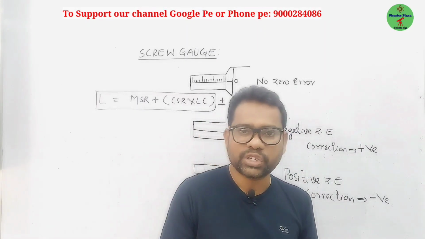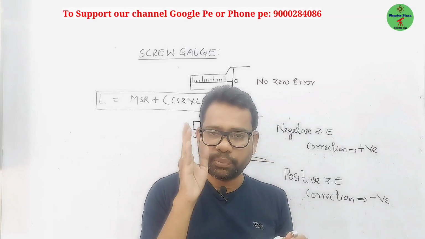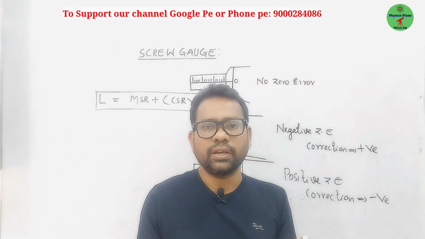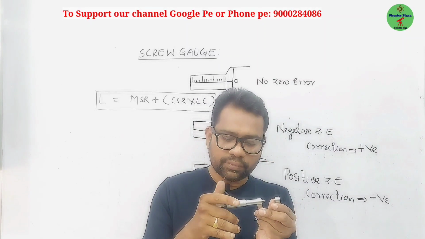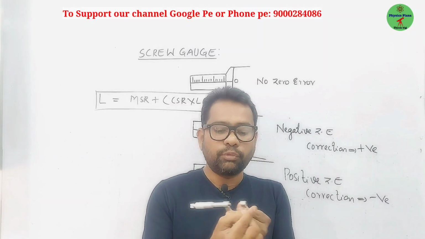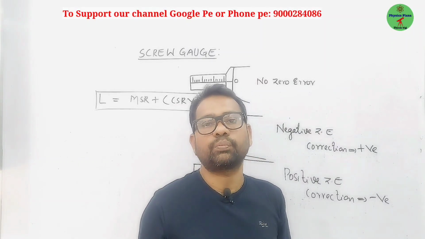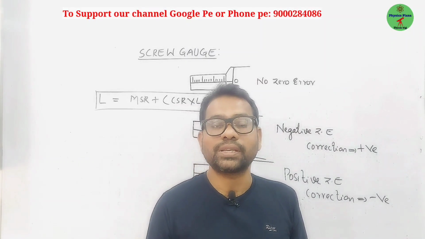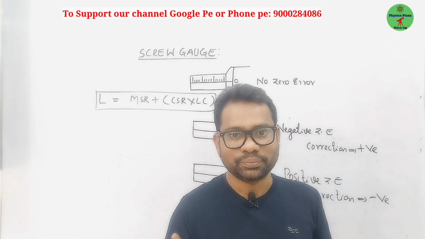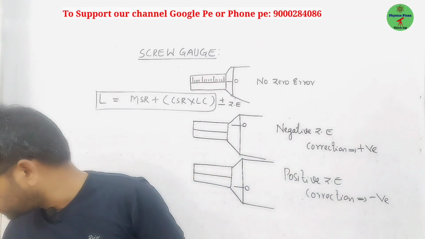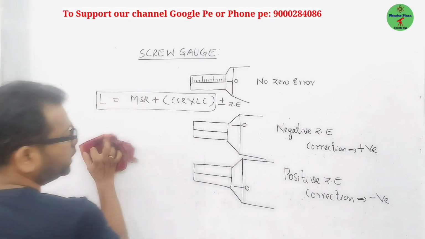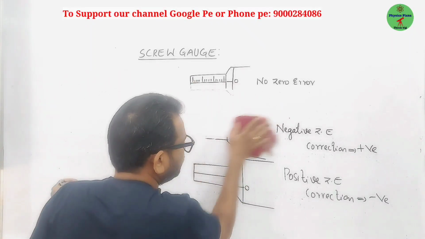So what is backlash error actually? It happens mainly due to wear and tear. As you are rotating in a clockwise or anti-clockwise direction, there won't be any proper movement of the screw. Such an error we call a backlash error. Okay, so these are the topics about the screw gauge and vernier calipers.